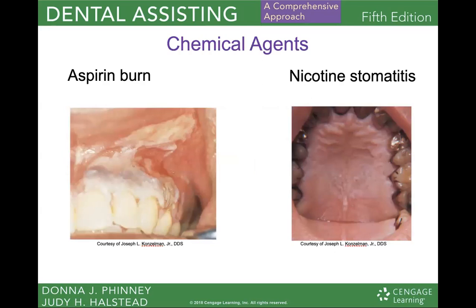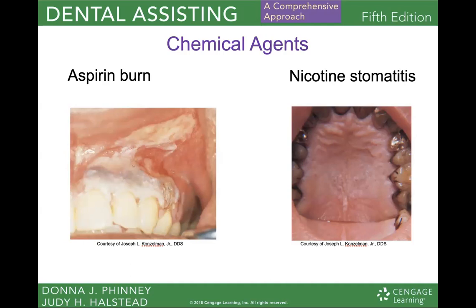Okay, so these are issues involving chemical agents. An aspirin burn can occur when people place an aspirin over the root area of the tooth to alleviate pain prior to seeking dental care. I've heard of some people doing this, and it's not really advised. It doesn't really help, and what it can do, as you can see, is cause the tissues around the area to burn. And that only brings more problems than it fixes.